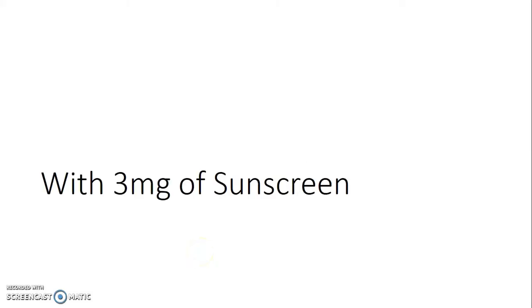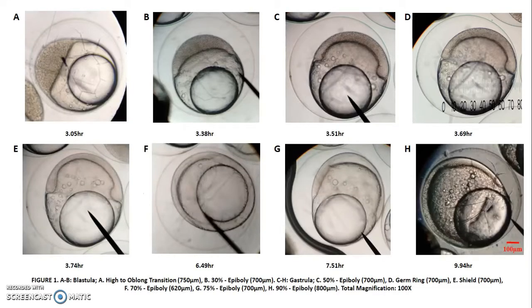We're moving on with the results. The first concentration is 3 mg of sunscreen concentration. Since we started later than the other treatments, the eggs that are in the tanks are already in blastula periods, which is within the high to oblong transition. After that, the eggs develop well into their respective stages.